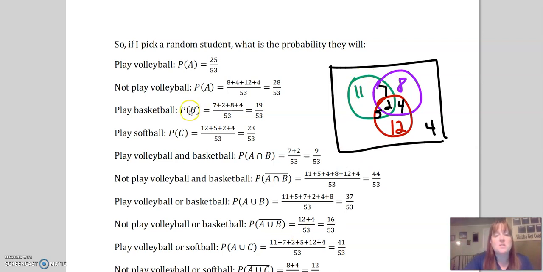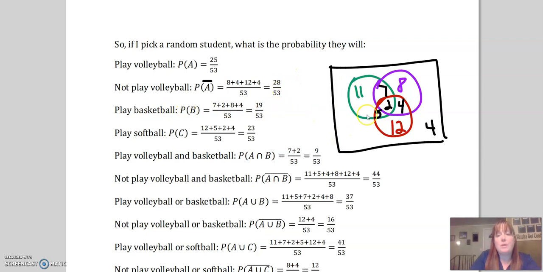Okay, so what is the probability that they do not play volleyball? And apparently none of my little notations that I put in here showed up. I didn't know that. Okay, so not volleyball would be the probability of A with a line over it. We say A, not A, the probability of not A. So this is everybody that doesn't play volleyball, so it would be just everyone that's not inside the green circle. So it'd be 8 plus 4 plus 12 plus 4, right? It'd be everybody that isn't in there. So we'd have 28 over 53.